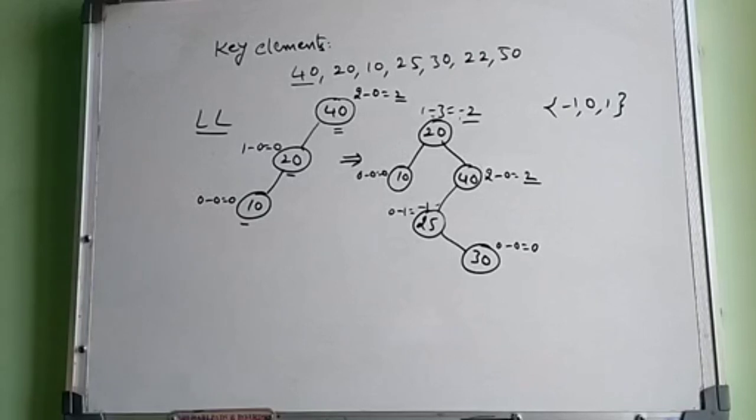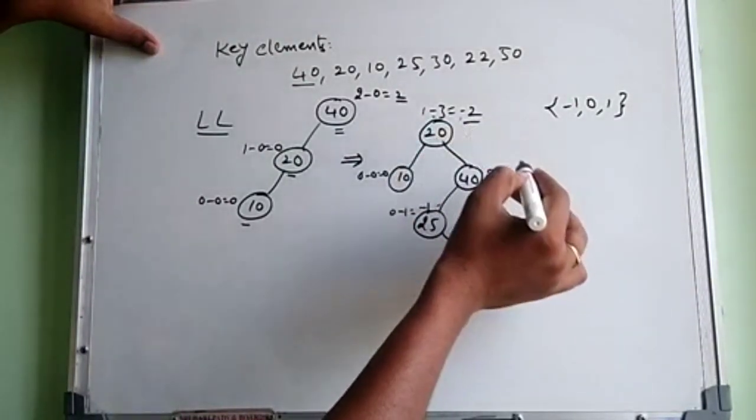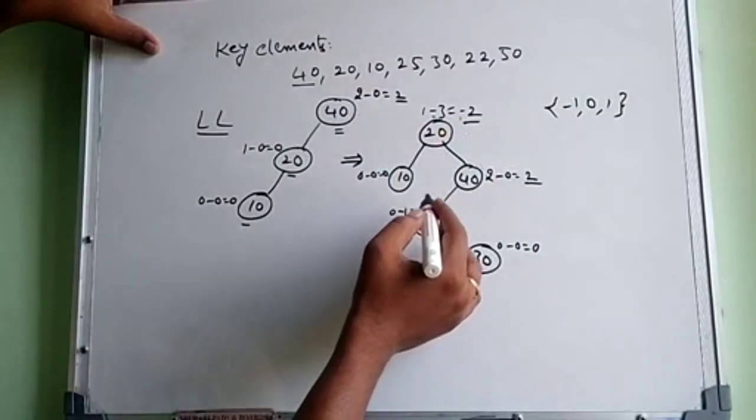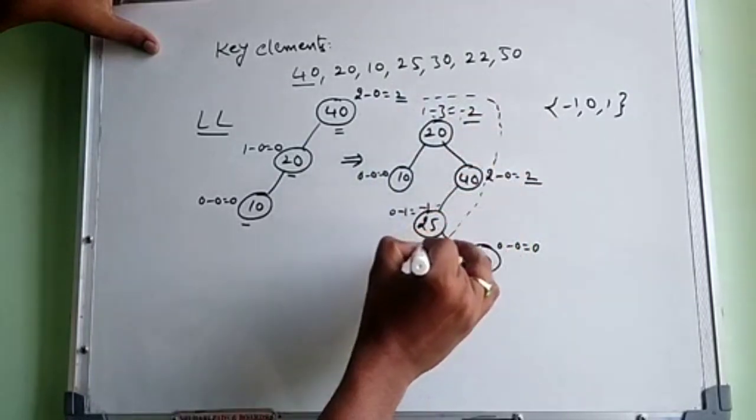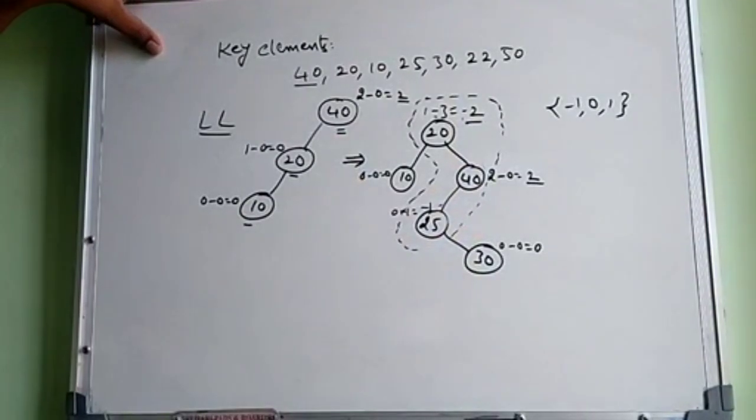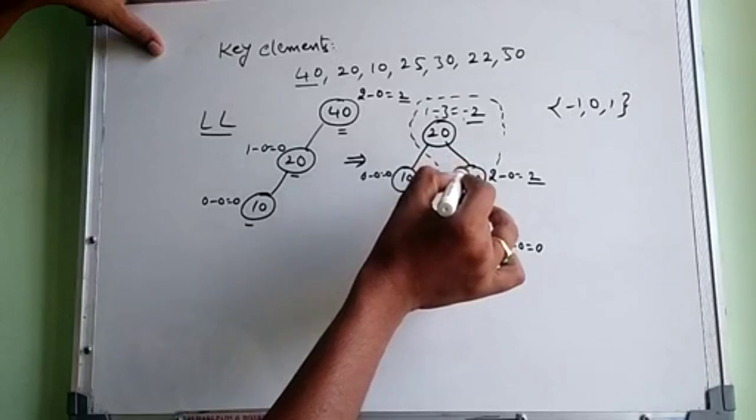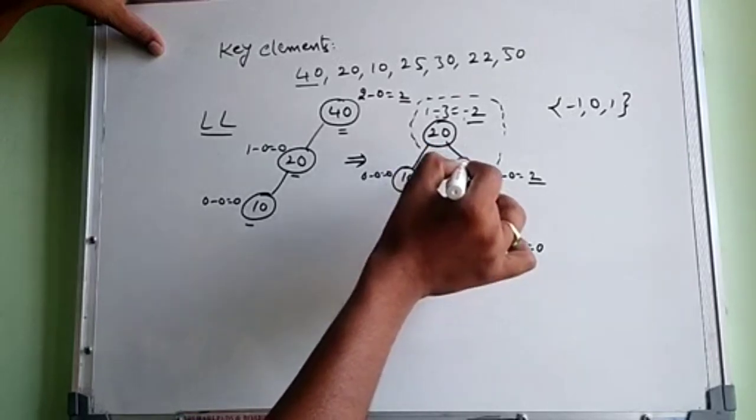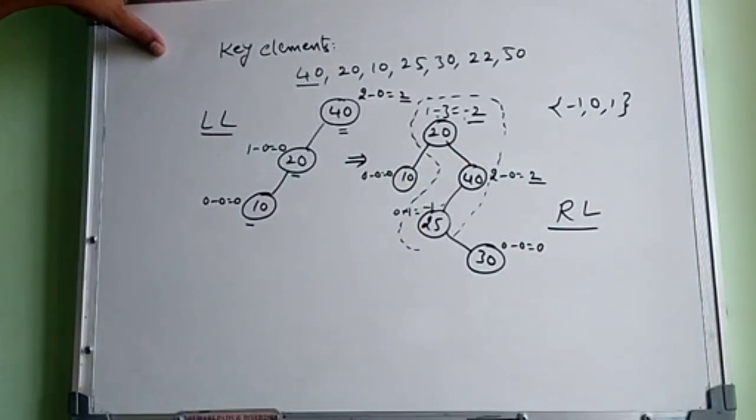So where are we applying the rotation? These three nodes are affected. This is 2, this is 2, which is within the limitation. As I already told you, the balancing condition is applied among only 3 nodes. Now which rotation are we applying? It happens on the right side and then the left side, so right-left rotation is involved.